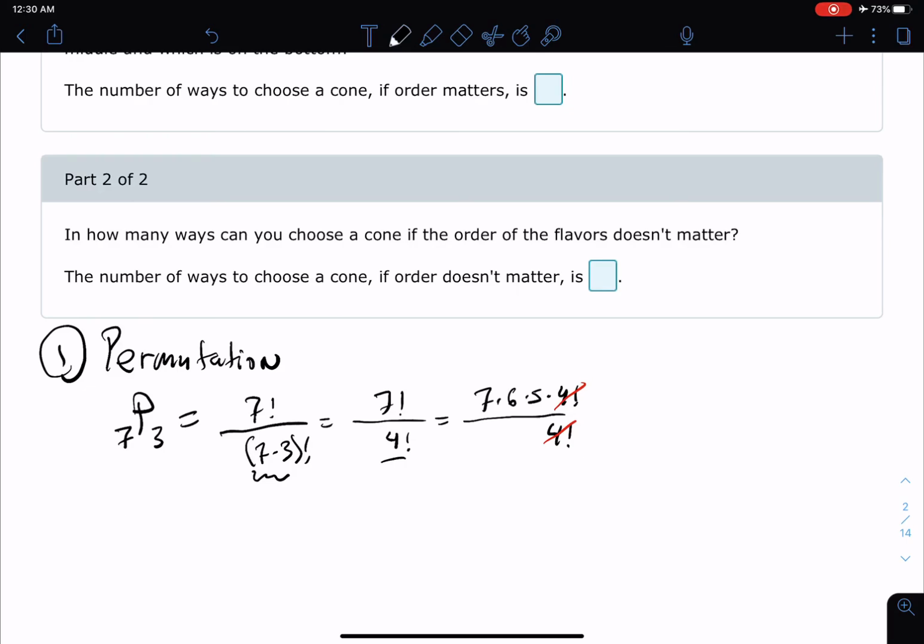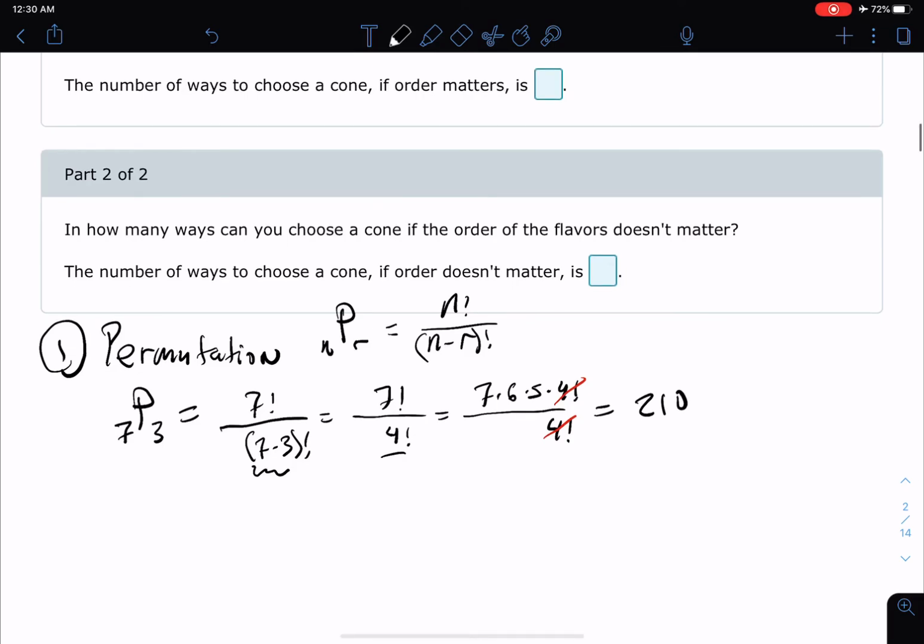Let me just reiterate that. The formula for permutation is n choose r, and it's going to be n factorial over n minus r factorial. All we needed was 7 factorial up top, 7 minus 3 on the bottom. So now we're left with 7 times 6 times 5, and 7 times 6 times 5 is 210 different ways that you could arrange 3 scoops of ice cream on a cone, given that you're selecting from 7 different ice cream flavors.